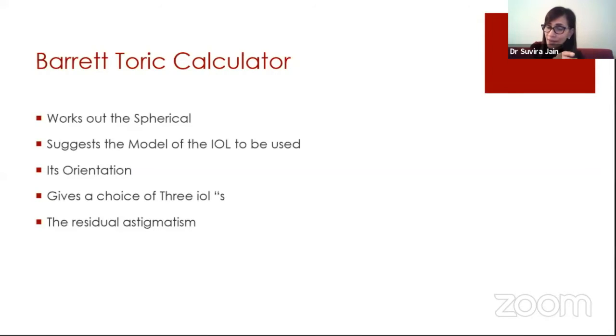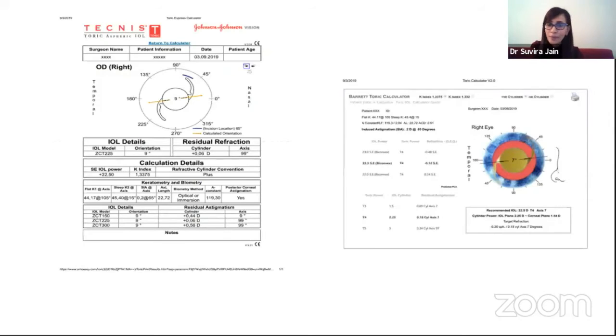It works out the spherical. You don't have to put in your spherical there. It tells you which lens is to be used, which gives you the minimum astigmatism and the orientation of the lens. It also gives you a choice of 3 lenses, and Barrett himself has told me, don't go by the one they blindly claim you should use. Go with the one that leaves the patient plus 0.25 with the rule. So that's how you can do the IOL power calculation.